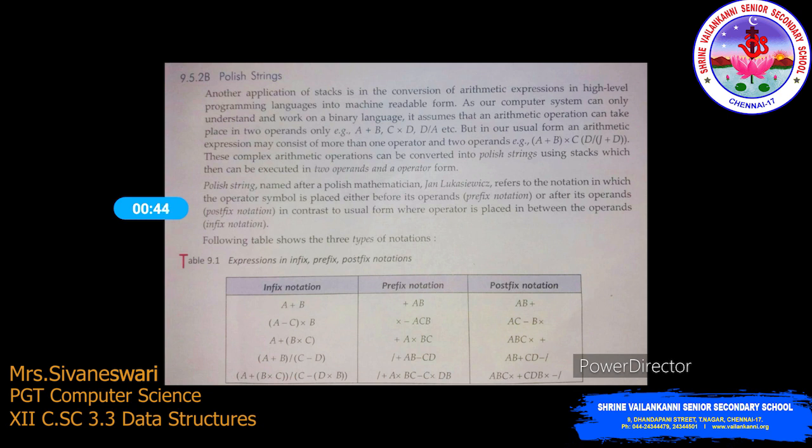A simple arithmetic expression should consist of one operator and two operands. It can be of this type: A plus B, C cross D, D slash A. We can also have complicated expressions in arithmetic operation, for example A plus B star C slash D slash J plus D. So you can have a combination of expressions together to form a complex expression.